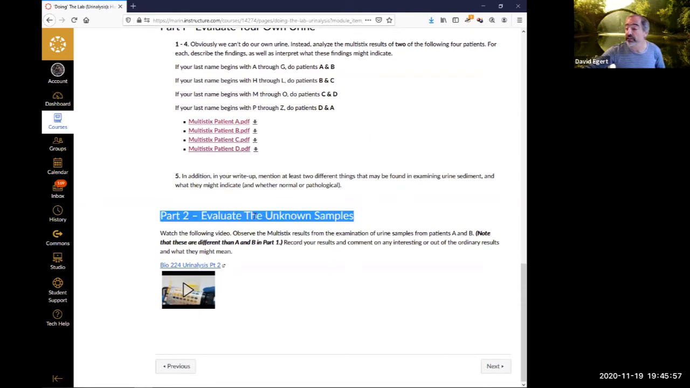Part 2 is similar, except instead of looking at things through a PDF, you're going to watch Becky. So there are 2 more patients.